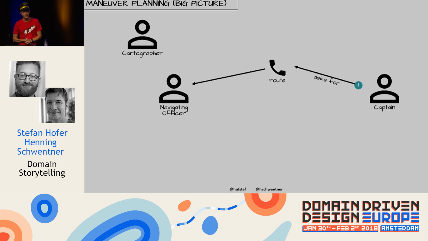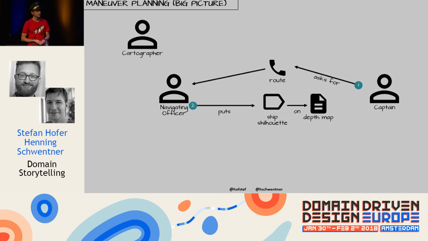And this I do by taking out my depth map and putting a ship silhouette on it. Okay, but what's a ship silhouette and what's a depth map and where does this stuff come from? Okay, a ship silhouette is a small piece of cardboard that I cut out, and the depth map is a large piece of paper with a lot of depth values on it. Okay, so where do you get the depth map from? The depth map comes from my colleague Henning, the cartographer. Okay.